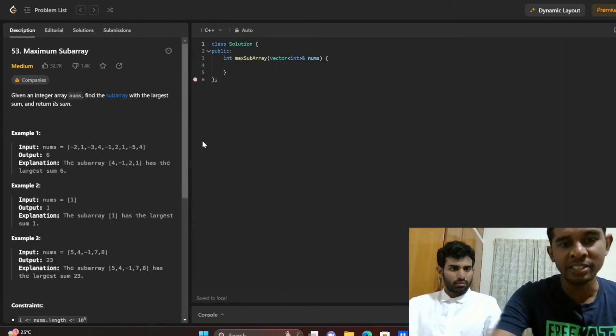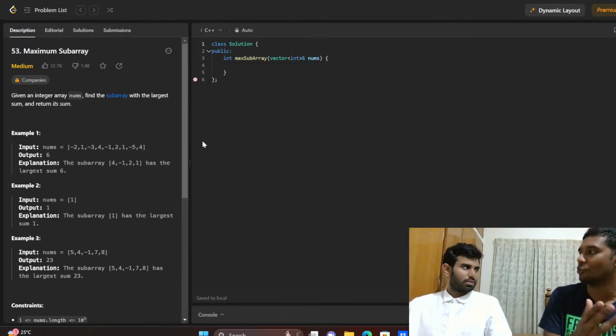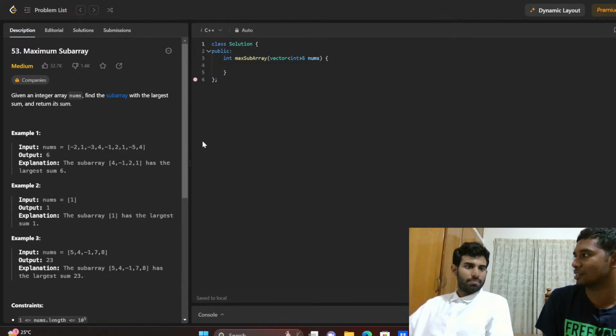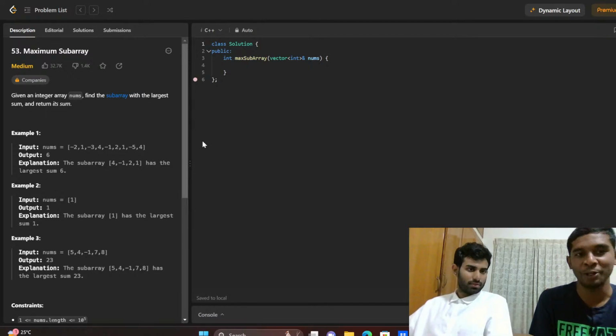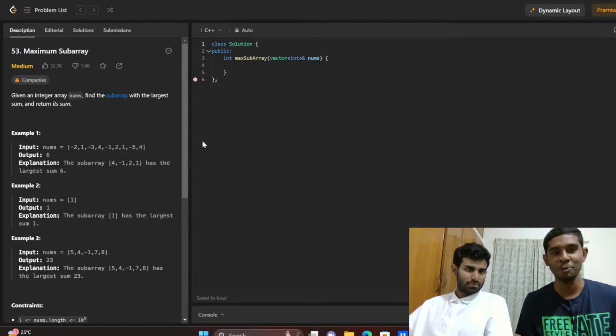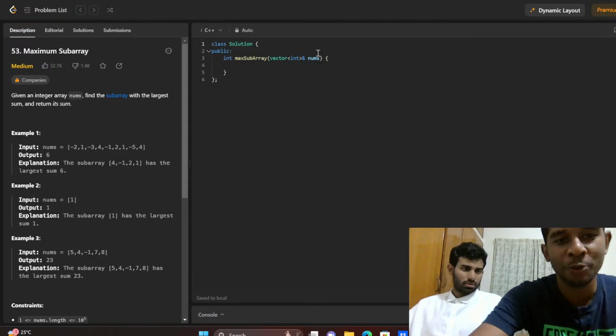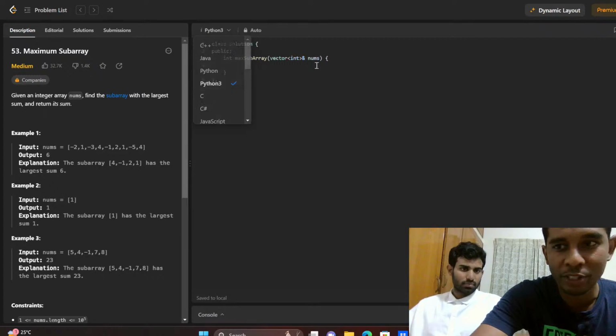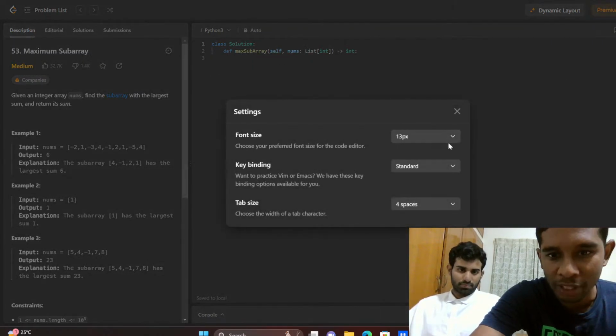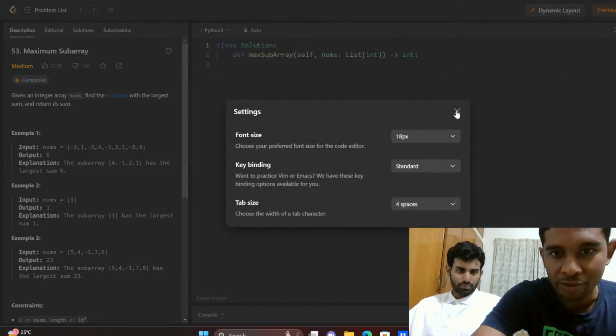So this is another famous problem. How often do you think a problem like this comes up in an interview? I think this type of problem, or at least the approach it is solved with, is very famous. Got it. So this is the problem that we're going to be looking at. And quickly, I'll just change my language to Python 3 and hopefully also increase the font size.